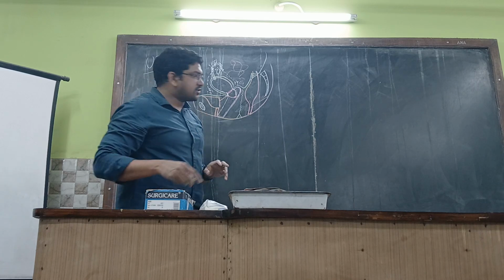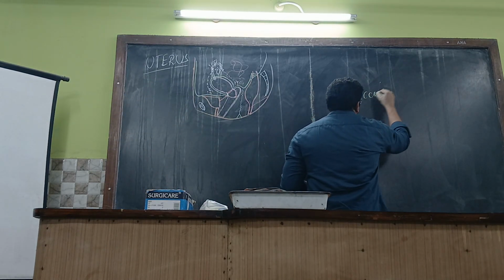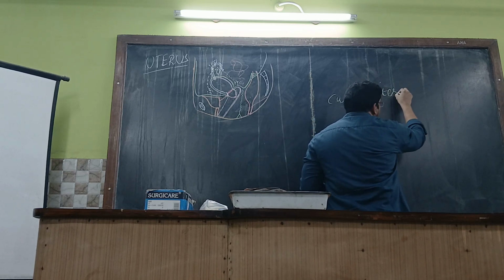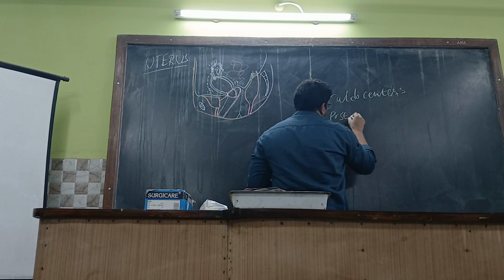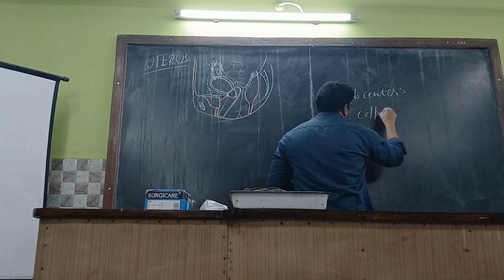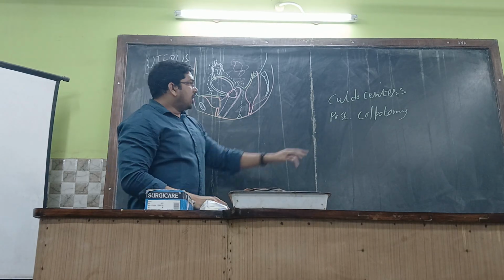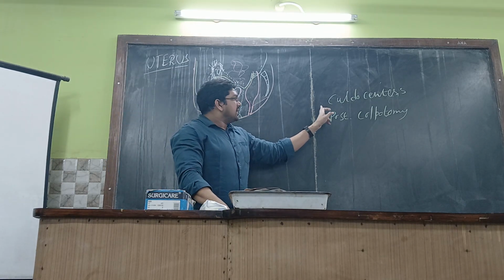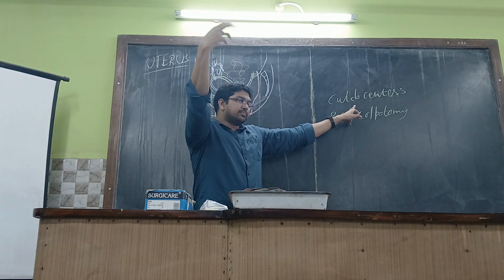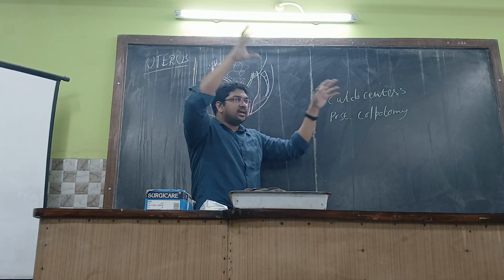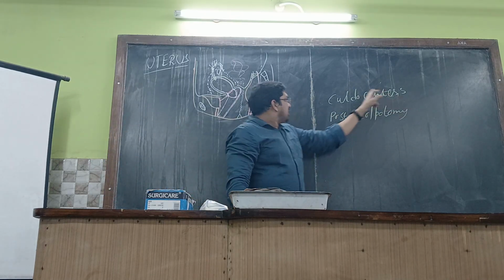There are two terms which you are supposed to know. One is paracentesis, and then one is colpotomy. These two terminologies you are supposed to know. One is paracentesis. Paracentesis means aspiration. That means you are removing a fluid, either pus or blood or bone marrow, whatever it might be. Whenever you are removing from a certain area, that is called paracentesis.